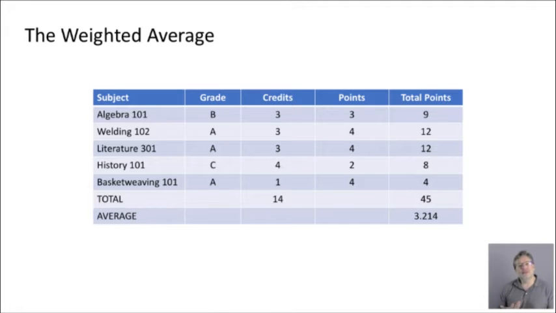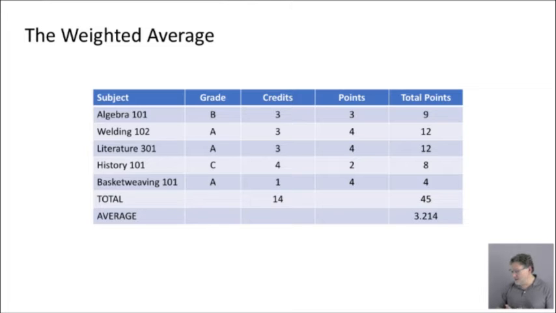Now, what do we do at this point? Do we divide by the number of classes? No. When you have a weighted average, you don't divide by the number of numbers. You divide by the total amount of all the weights. Well, what were we using to weight all of these grades? Well, we were using the credits. So what we do in this case is divide by the total number of credits. And in this case, that was 14 credits. That's all of those credits add up. So we now take 45 and divide it by 14.